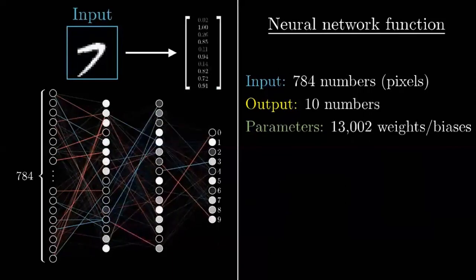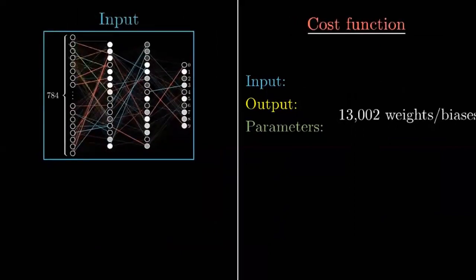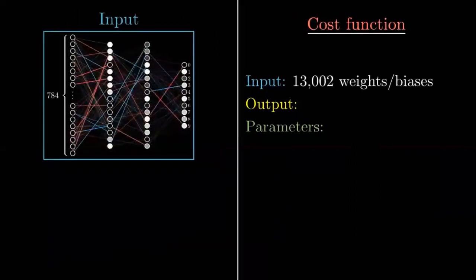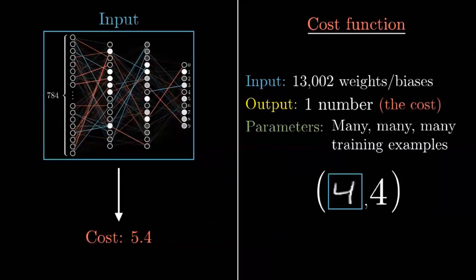Well, the cost function is a layer of complexity on top of that. It takes as its input those 13,000 or so weights and biases, and it spits out a single number describing how bad those weights and biases are. And the way it's defined depends on the network's behavior over all the tens of thousands of pieces of training data. That's a lot to think about.